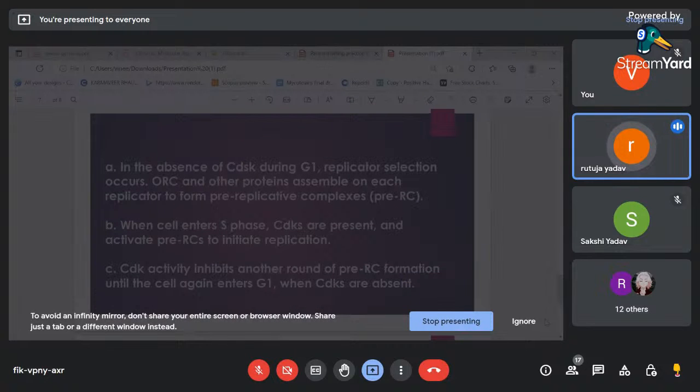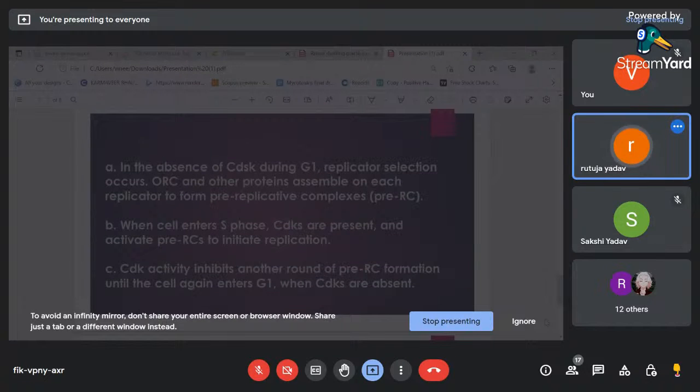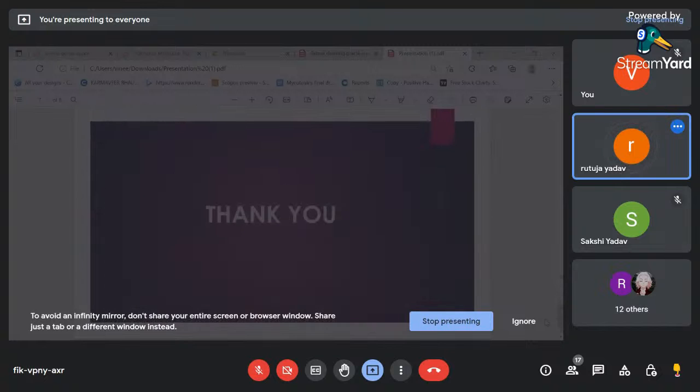In the absence of CDK during G1, replicator selection occurs. ORC and other proteins assemble on each replicator to form pre-replicative complexes. When the cell enters S phase, CDKs are present and activate the pre-RCs to initiate replication. Active CDK inhibits another round of pre-RC formation until the cell again enters G1 when CDK is absent. Thank you.